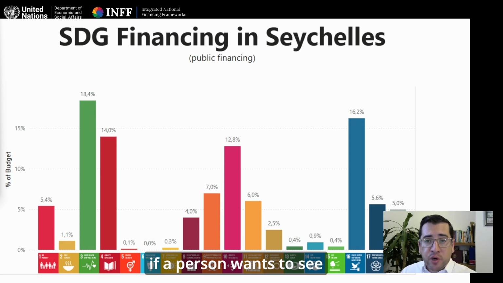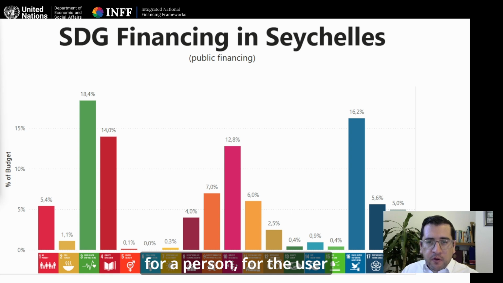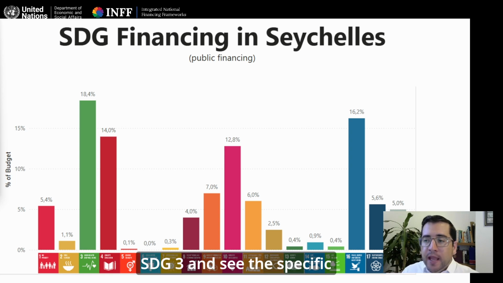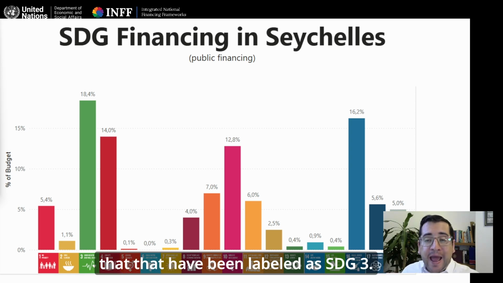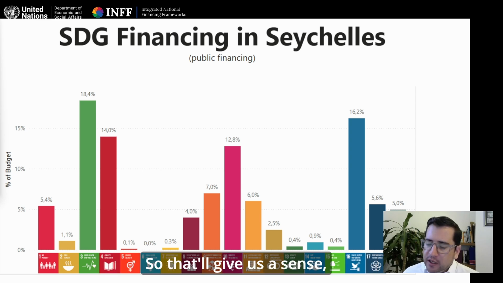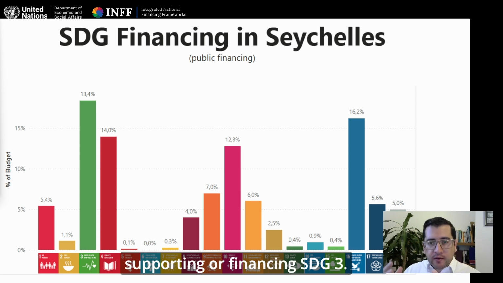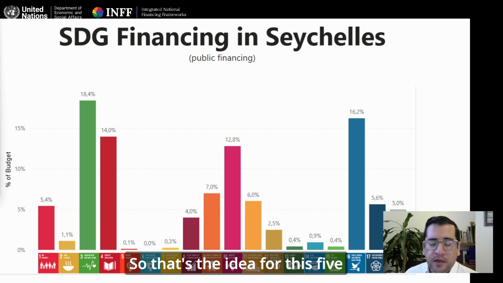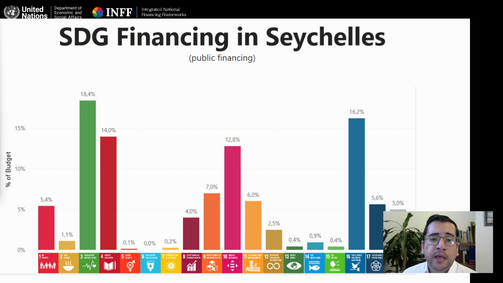For instance, if a person wants to see what's happening on SDG3, we're going to allow the user to click on, for instance, SDG3 and see the specific public projects that have been labeled as SDG3. So that'll give us a more detailed sense of what's happening within the public budget that is supporting or financing SDG3. So that's the idea for this five-part video series on SDG budget tag.